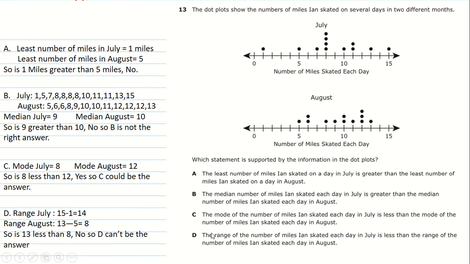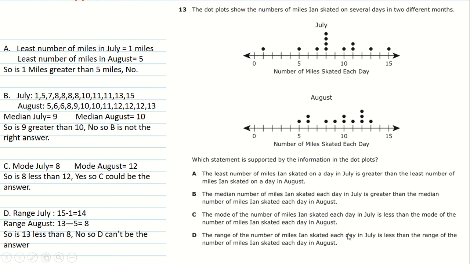Okay, so then lastly, D says the range of the number of miles Ian skated for July is less than the range of the number of miles he skated for August. Now it's comparing the range. Remember, range is you subtract the smallest value from the greatest value that's recorded. Don't go all the way to 0, okay? If 1 is the first recorded data, I need to do 15 minus 1 for July. And then for August, here's 13. So it's 10, 11, 12, 13 minus 5, and I get 8.